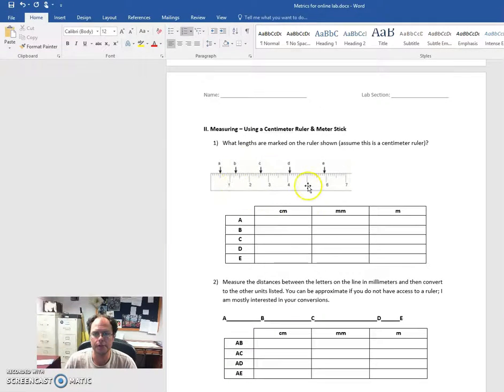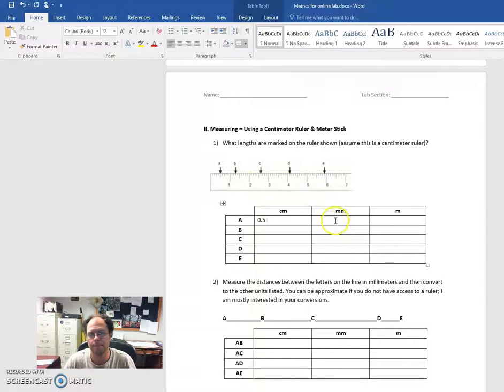Alright. I'll skip down a little bit. In this section 2, you're using this little fake ruler here, and it's not an accurate ruler, but you're going to use it to make sure you can read a ruler. Alright, so this is a centimeter ruler, so you can go ahead and fill out the centimeter column just by looking at where the arrows are. So I'll help you with the first one here. Arrow A is 1/2 of 1 centimeter, or 0.5 centimeters.